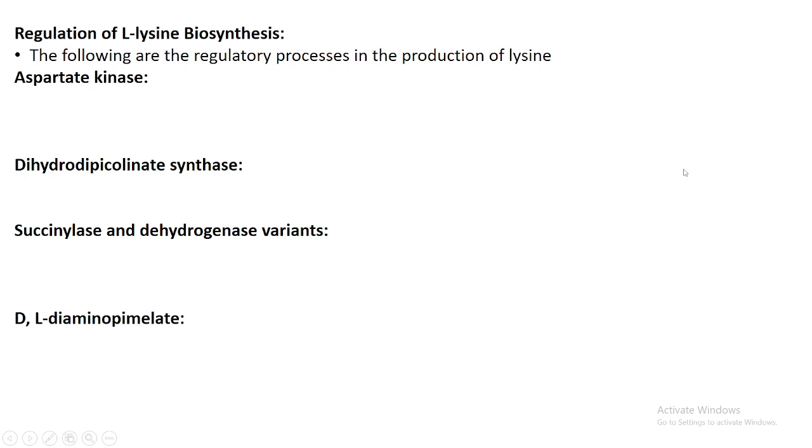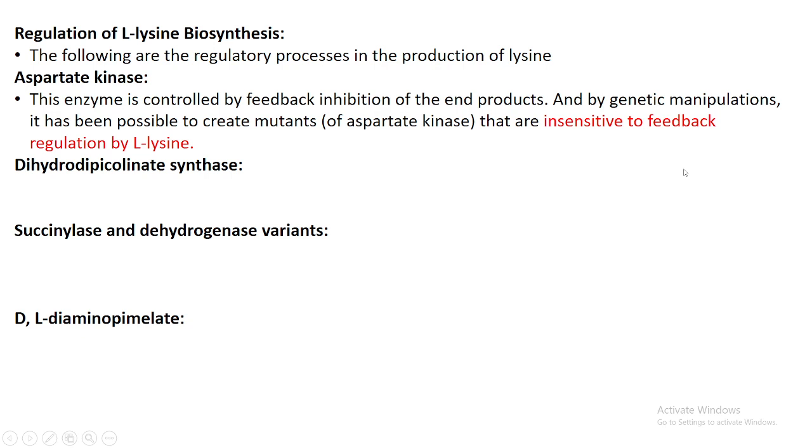And the regulation of lysine biosynthesis. Okay, so these are the regulatory processes. Aspartate kinase is involved in the biosynthesis of all the 4 amino acids that has been shown in the previous slide. And if all the 4 amino acids are overproduced, this aspartate kinase can be inhibited by feedback inhibition. So if so much lysine is produced, feedback inhibition occurs, aspartate kinase comes down, so no more lysine is produced. But we don't want this. So by genetic manipulation, it has been possible to create mutants of aspartate kinase that are insensitive to the feedback regulation, and hence more and more of the amino acid can be produced.